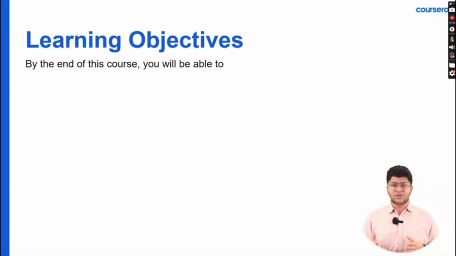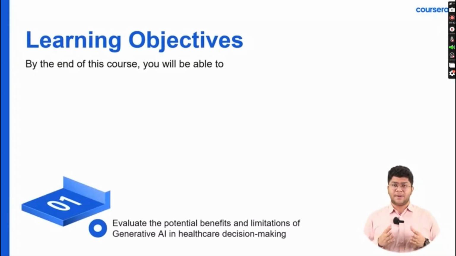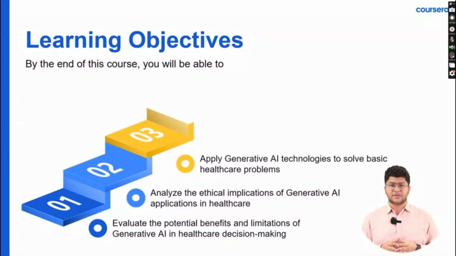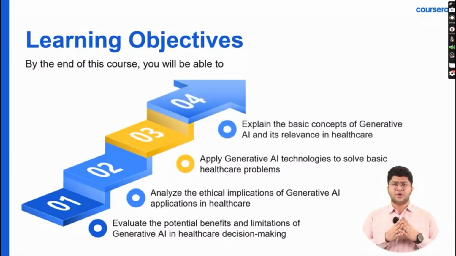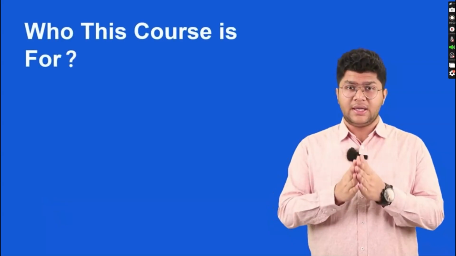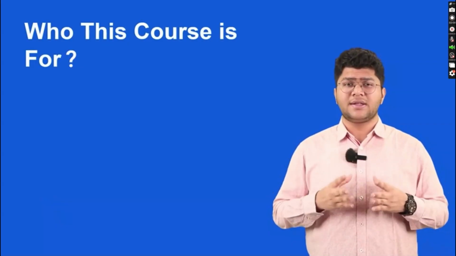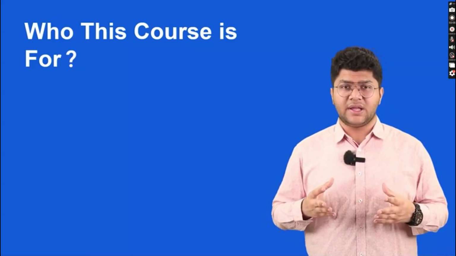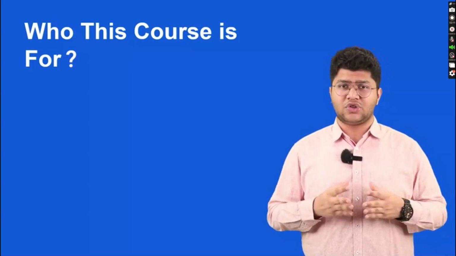By the end of this course, you will have a clear understanding of the basic concepts of generative AI and its growing importance in healthcare. You will learn how to apply these technologies to solve real healthcare challenges and assess their ethical implications. Additionally, you will be able to evaluate both the benefits and limitations of using AI in healthcare decision making. Additionally, this course will equip you with practical skills to not only understand generative AI, but also apply it effectively, improving decision making and patient outcomes.